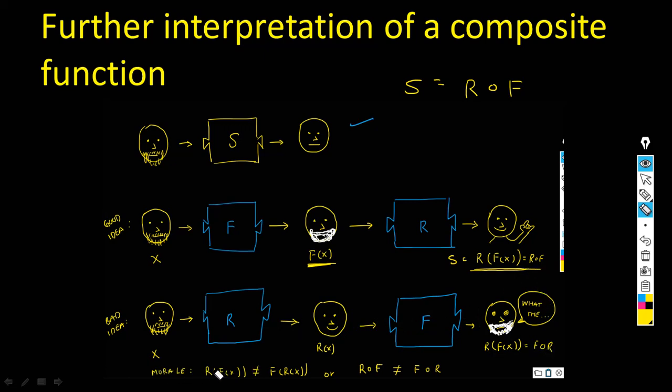So the moral, r of f of x is not the same as f of r of x, or the same thing said in a better way. R composed with f is not the same as f composed with r, because in this composite function, what takes place first is f and then r. And in this function, what takes place first is r, the razoring, and finally the foam, which is not what you want in this case, right?